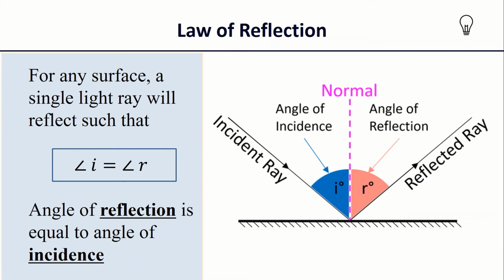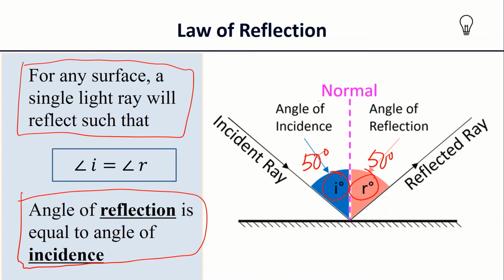So what does the law of reflection tell us? The law of reflection tells us that for any surface, any surface will do, a single light ray will reflect such that the angle of incidence is equal to the angle of reflection. Get the idea? So for example, if the light ray approaches the surface at an angle of 50 degrees to the normal, the angle of incidence is then 50. So by the law of reflection, we don't even need to do any calculation. We know that the angle of reflection is 50 degrees, because they must be equal, no matter what surface you're talking about. So these two lines of text tell us the law of reflection.